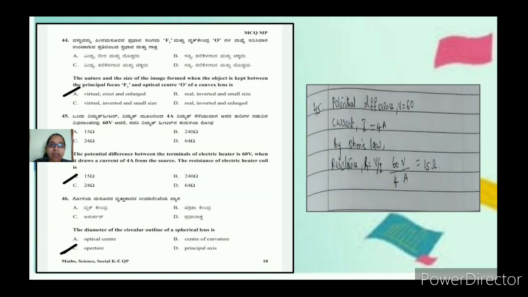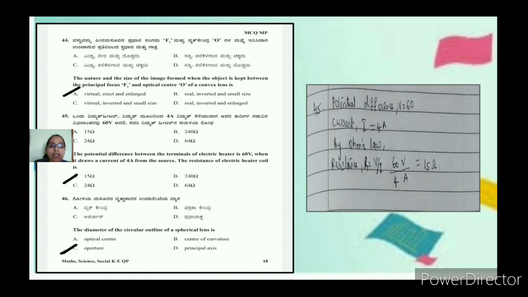Next question. The nature and the size of image formed when the object is kept between the principal focus F1 and optical center O of a convex lens is. So it is always virtual, erect and enlarged.